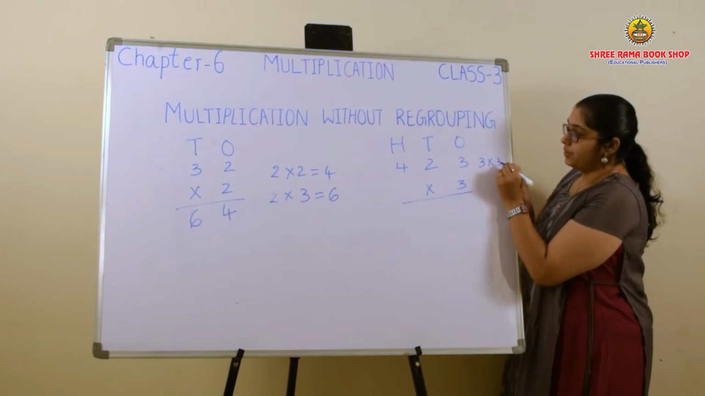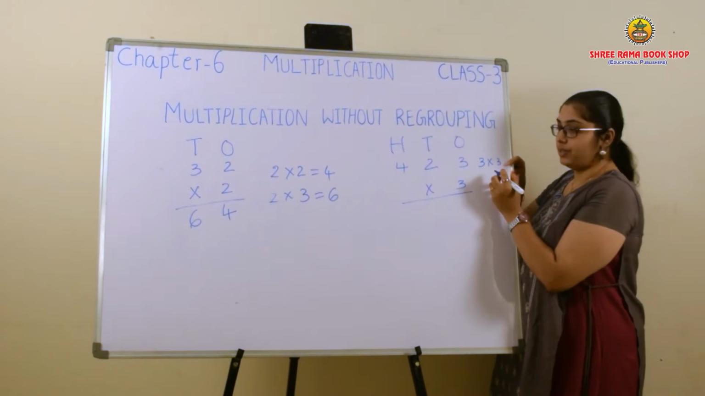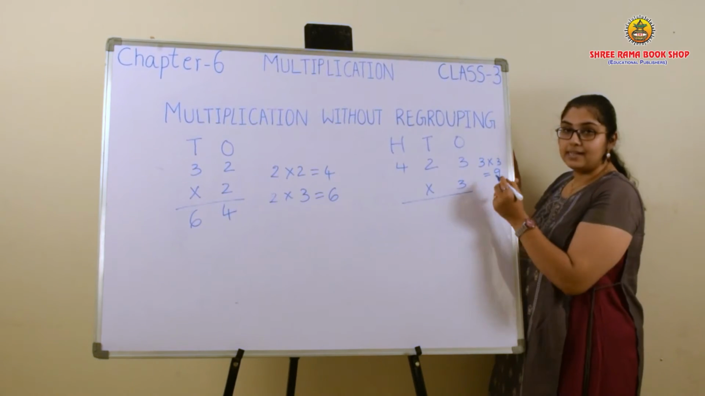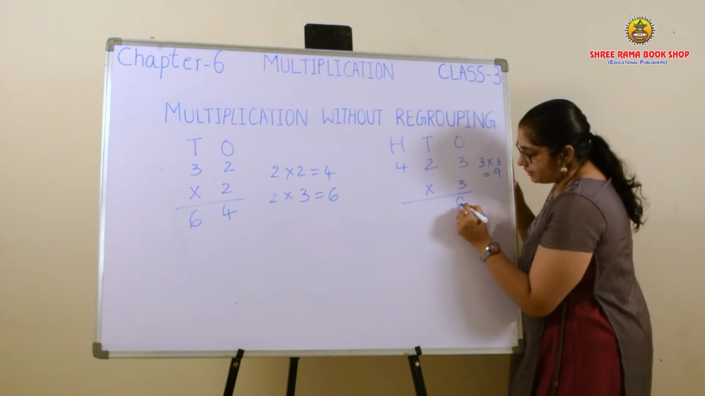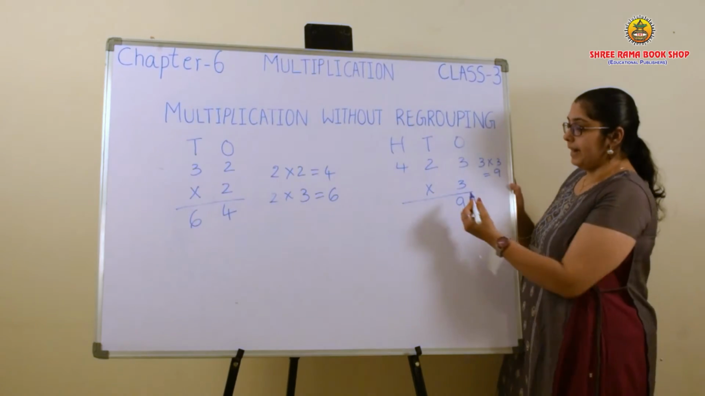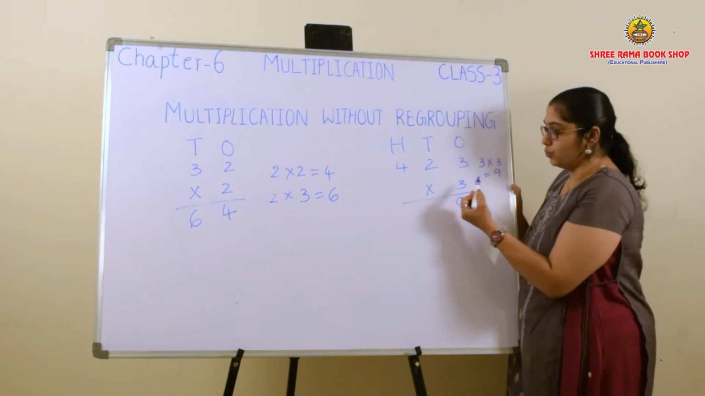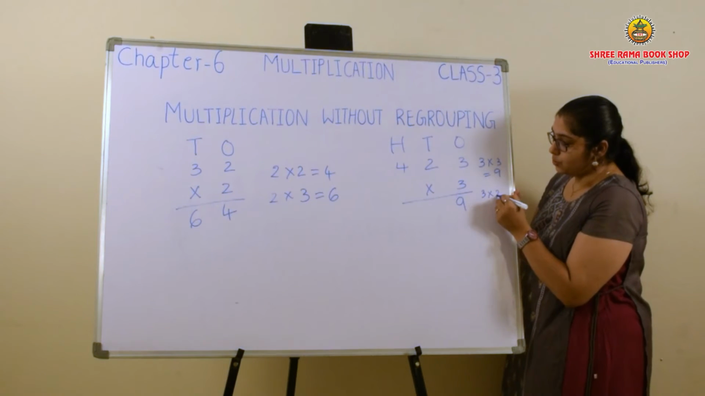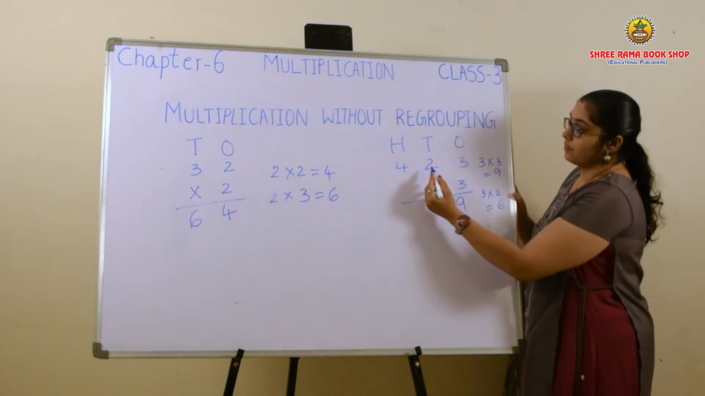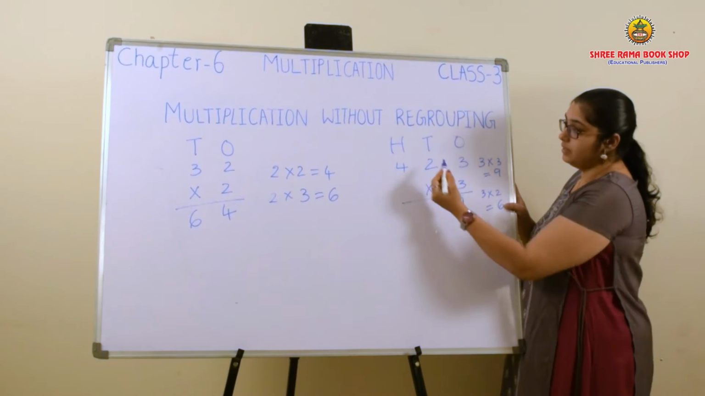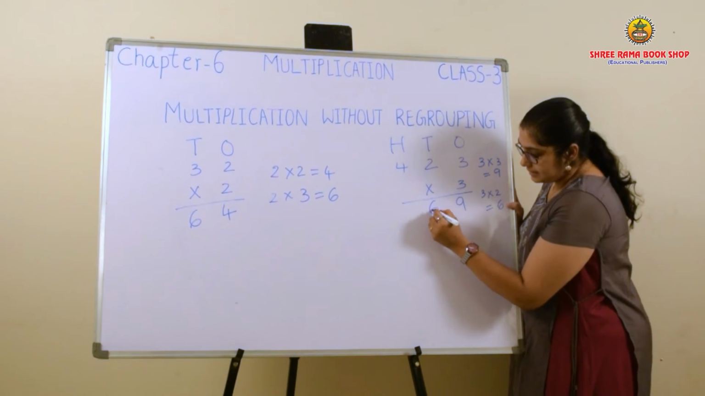3 into 3. The product of 3 into 3 is nothing but 9. 3 3s are 9. So I will write the answer in the ones column, and next I will multiply 3 with the number which is in the tens column, that is 2. That is 3 into 2. The answer is 6. I will write the answer of the product in the tens column, that is 6.